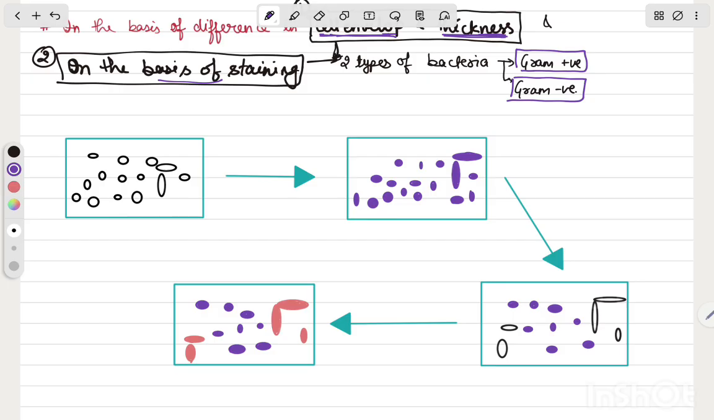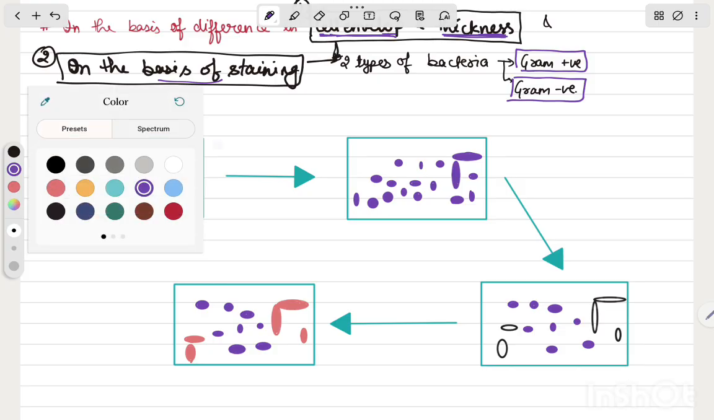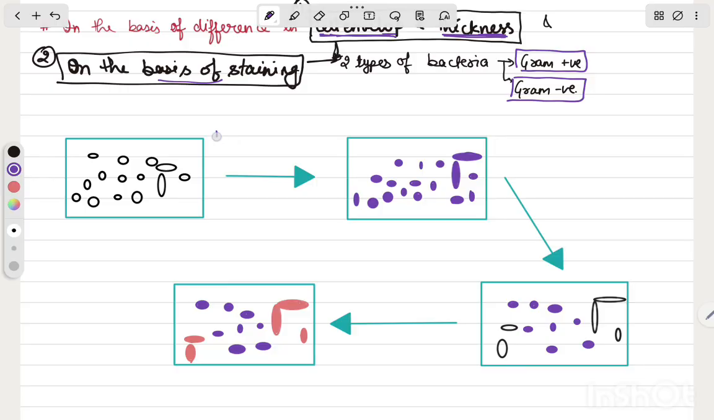Basically, what is the procedure of Gram staining? Suppose we have taken a few colonies of bacteria, and in the first step we are putting crystal violet stain, or we can say the Gram stain. The colonies will attain a purple color, right?